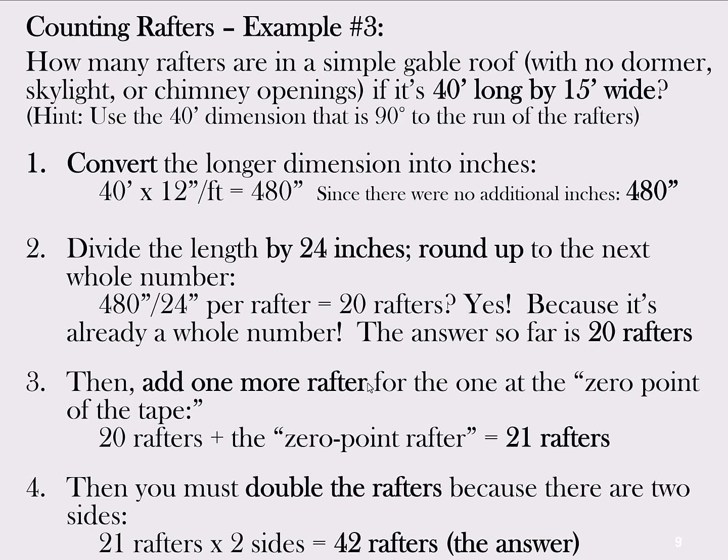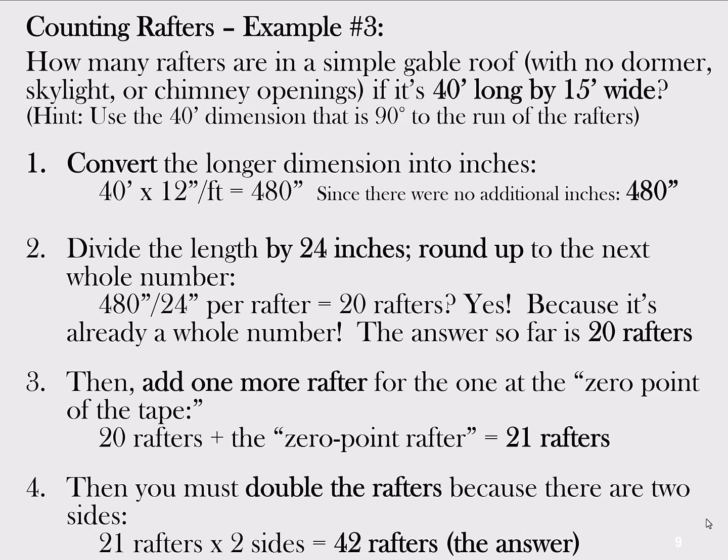We add 1 for the 0 point of the tape. That still applies here. So 20 rafters plus that extra rafter at the 0 point. Now we've got 21 rafters. And then we have an additional step here with the rafter problems where we have to double it. So we got 21 rafters times 2 sides, because there's 1 on each. Now we've got 42 rafters, and that's your final answer.